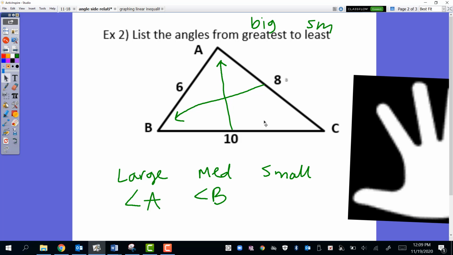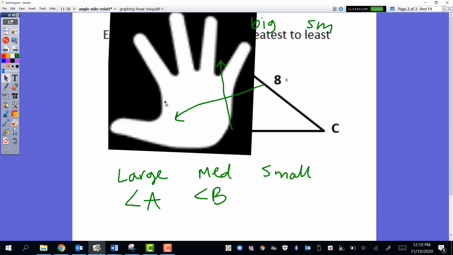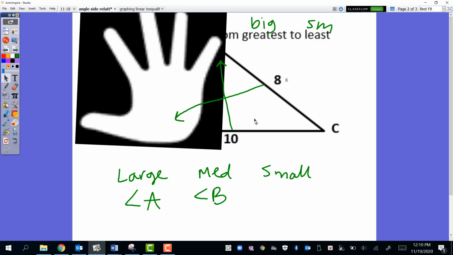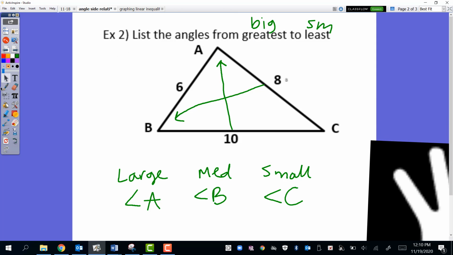And then my last one, my smallest side is right here, so I cover up the smallest side. Boom. What's the angle I see? It's angle C. Okay, if you can do it without using the hand, great, but some people have problems figuring out what's the angle across from the side. So my answer is angle A, and then B, and then C.